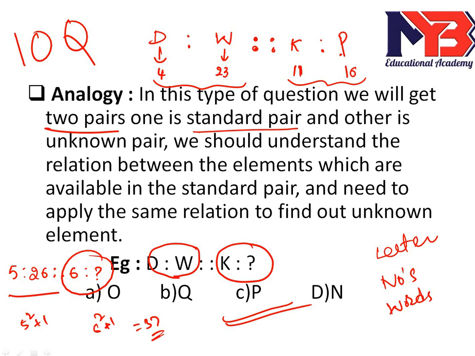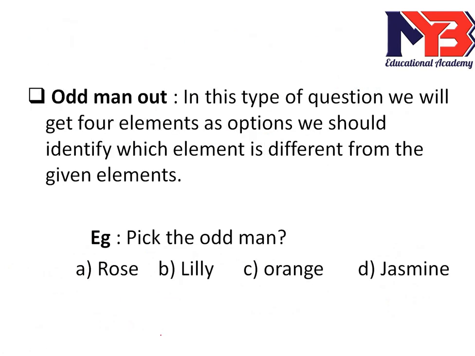That would be the answer choice for the question. Like that, in the first pair you have to understand the relation and apply the same relation to get the other one. And coming to the next pattern question, which is odd man out.